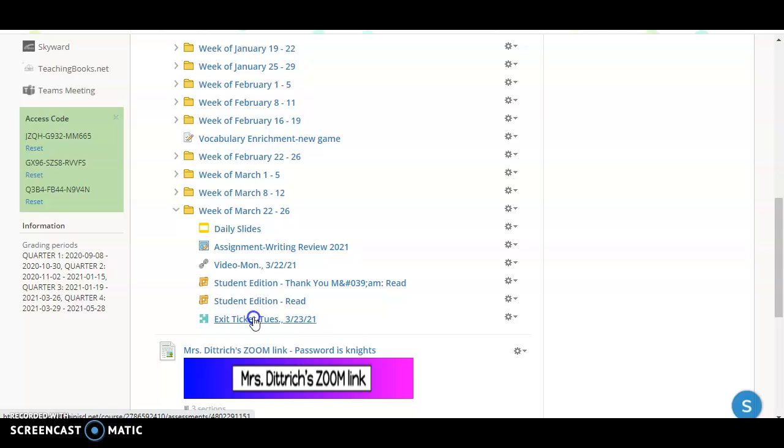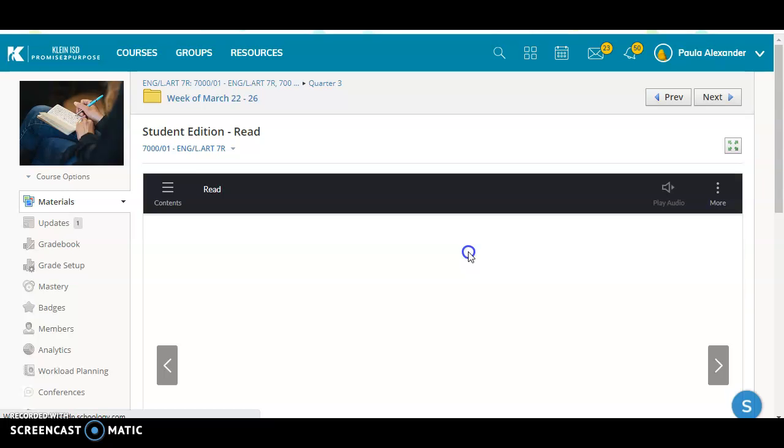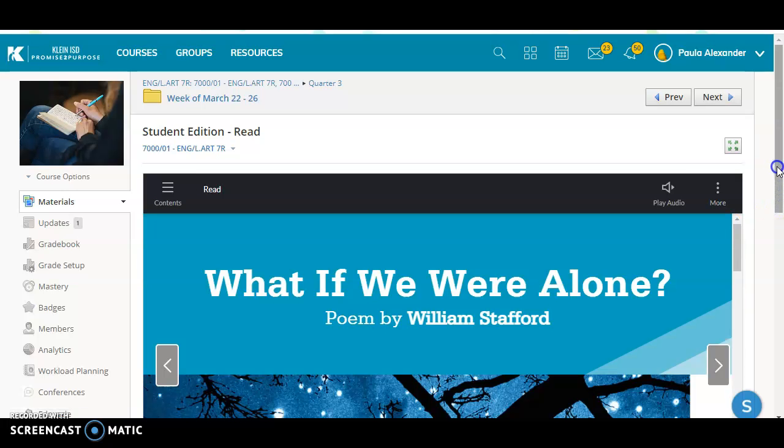And today's reading assignment is a poem called What If We Are Here Alone, or something like that. I forget the exact title. It's got a positively stunning picture, okay, illustrating the title, What If We Were Alone? And it's not a very long poem whatsoever. You can expect questions on that within the next couple of days.